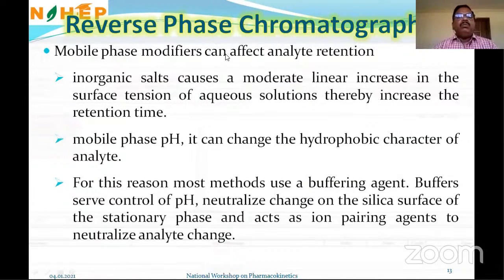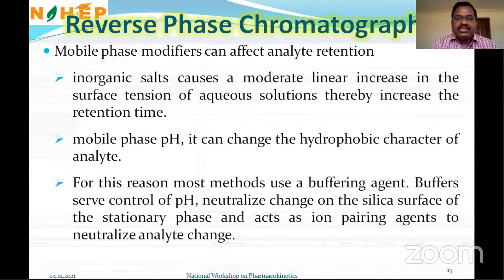Coming to the mobile phase modifiers, some of them affect analyte retention. For example, inorganic salts cause a moderate, linear increase in the surface tension of aqueous solutions, thereby increasing the retention time of non-polar substances. Whereas mobile phase pH can also change the hydrophobic character of the analyte.